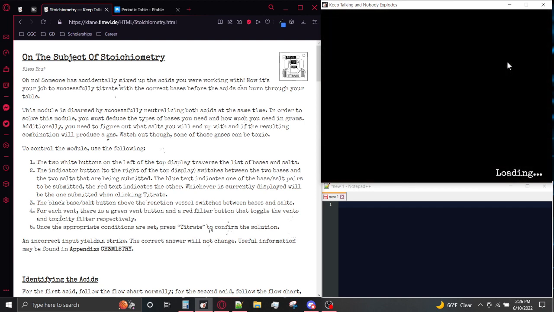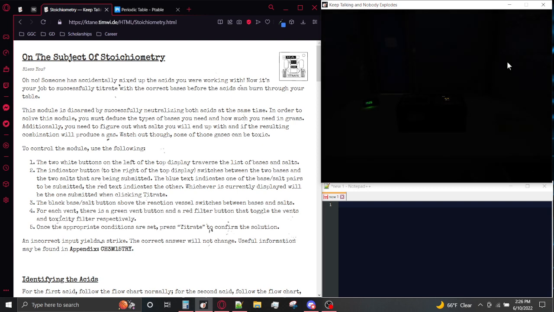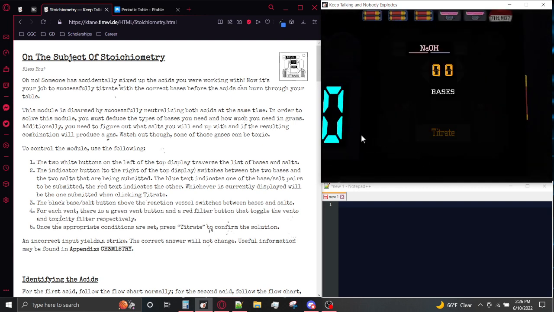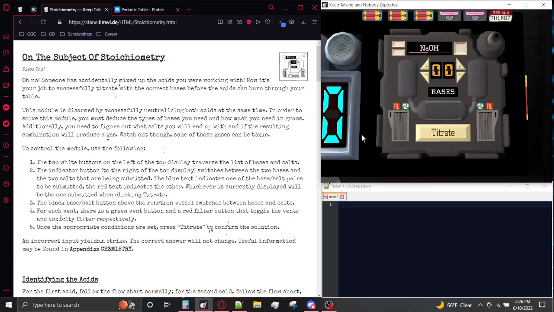This module does require edgework, so I do have the edgework hub on for this tutorial. This looks like a lot right now, but it's really not that much. Let's go ahead and get started into the solving process. I'll tell you how to handle this later, but let's just go through the manual.